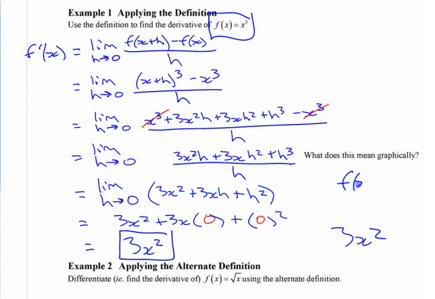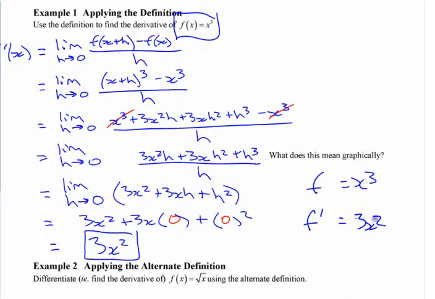If f of x equals x cubed, f prime, the derivative, is 3x squared. Sorry, I said it wrong. If you start with x cubed, you get 3x squared as the derivative. This gives you the slope of the tangent line anywhere on this function. Now I put this in here because I do want you to connect it with what it means graphically.